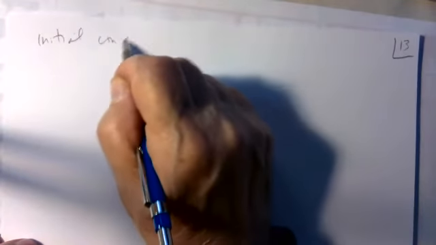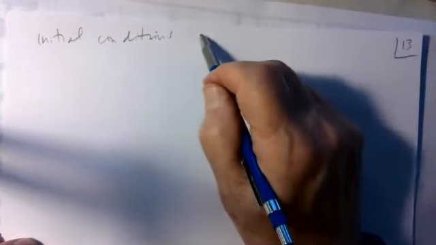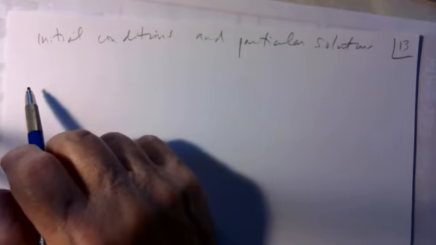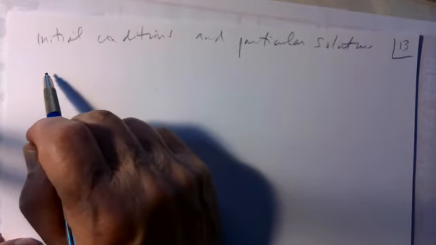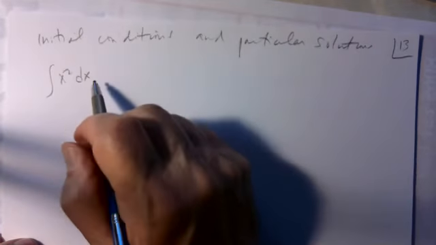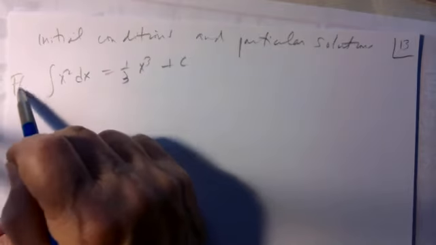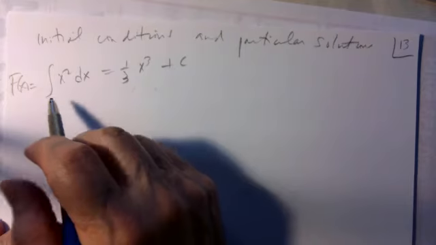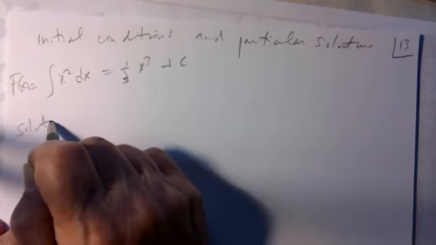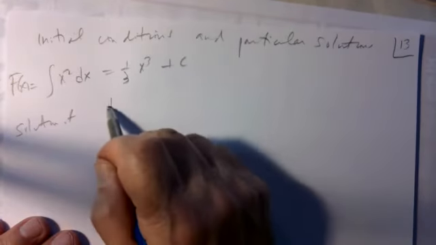What about initial conditions and particular solutions? So for example, suppose we have the problem, what is the integral of x squared dx? It's a third x cubed plus any constant. Or another way of saying that is, if you want to solve the solution of the differential equation.